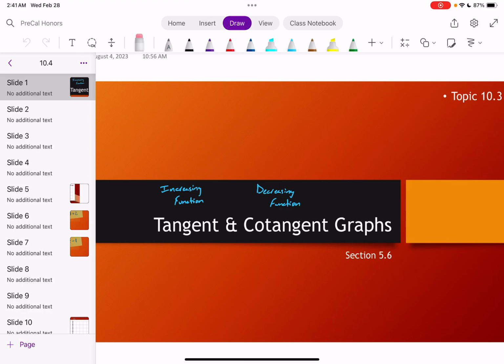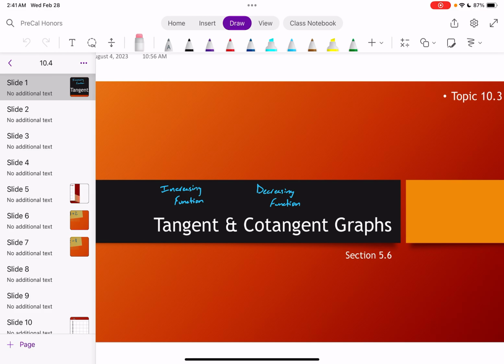In this video, we're going to be taking a look at tangent and cotangent graphs. The easiest way to understand what is going on with each one of these trig functions is to understand that anytime you are looking at a tangent function, you are going to end up increasing from left to right.